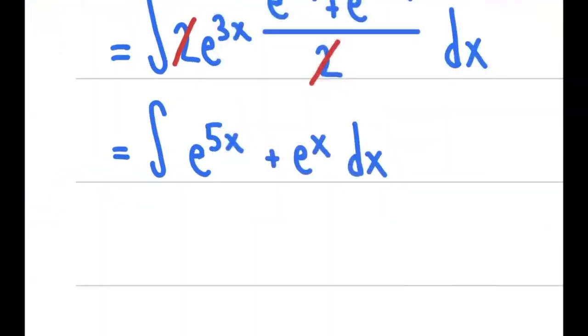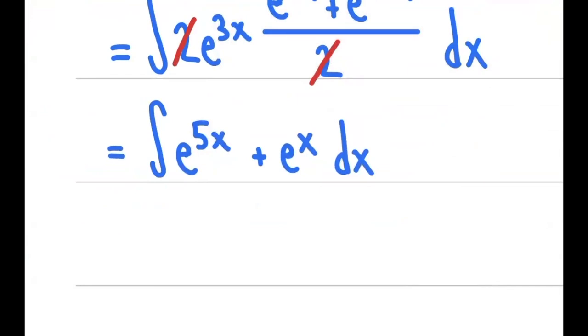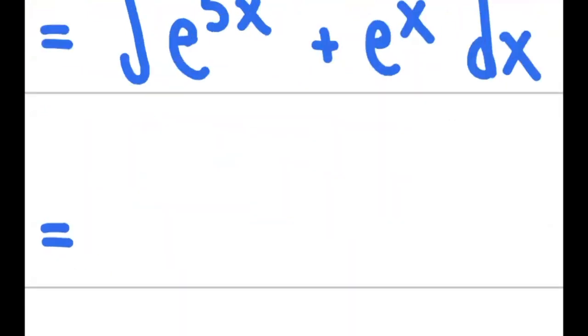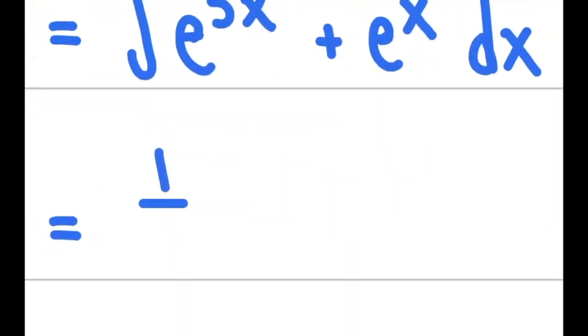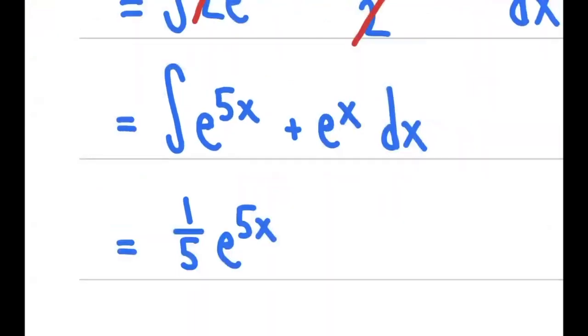So what's the integral of e to the 5x? It will be 1/5 e to the 5x, plus c. Exactly. This is going to become 1/5. It's really a use of substitution if you really wanted to show the work, but if you're watching this video, you probably know how to do this already.